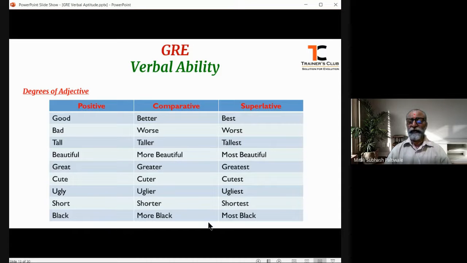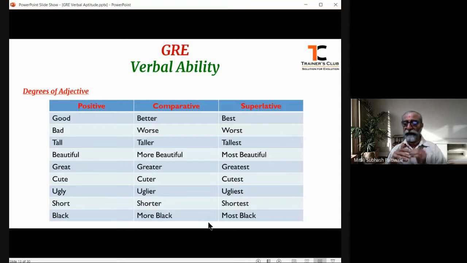Then further talking about the adjectives. Adjectives are used in 3 different degrees. Those degrees are positive degree, comparative degree, and superlative degree. So the positive degree is the first form of the adjective, that is the original word of an adjective. Comparative degree is always used to compare between two individuals, or between two nouns or pronouns. It just compares one with another.